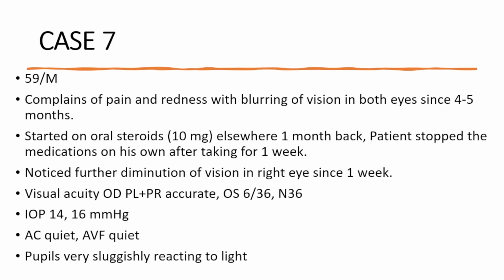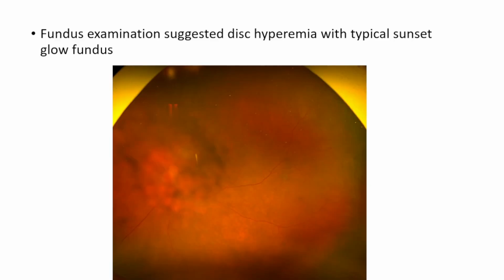A 59-year-old male patient complained of pain and redness with blurring of vision in both eyes since 4 to 5 months. The patient was started on oral steroids elsewhere, taking 10 milligrams per day for 1 month. The patient had stopped the medications on his own after taking them for 1 week. The patient further noticed diminution of vision in the right eye since 1 week. Visual acuity at presentation was perception of light present and projection of rays accurate. Left eye vision was 6/36. Intraocular pressures were normal. Anterior chamber and anterior vitreous were quiet. Pupils were sluggishly reacting to light.